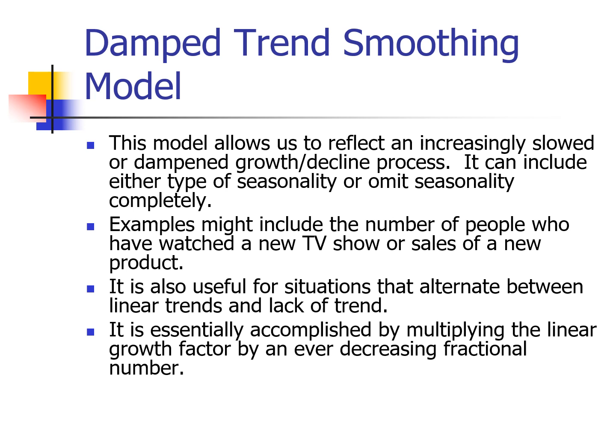Examples might include the number of people who have watched a new TV show. We would expect maybe a lot over time, but at some point it starts to saturate. At some point everyone who's going to watch it has watched it. Same with sales of a new product. The damped trend model is really great in situations that appear to alternate between linear trends and lack of trend. And we'll look at an example of this pretty soon. It basically works by multiplying the linear growth factor by an ever decreasing fractional number.